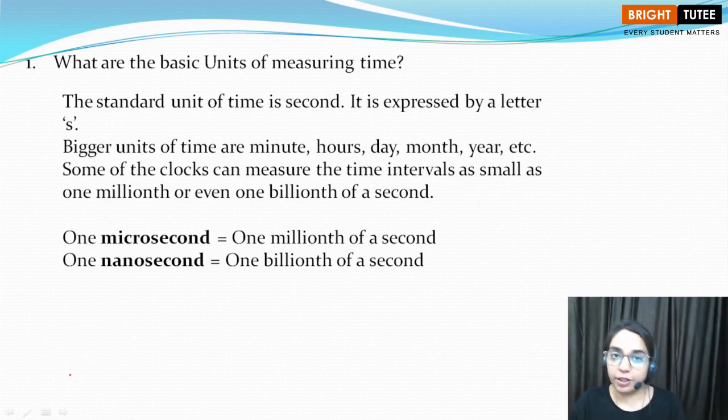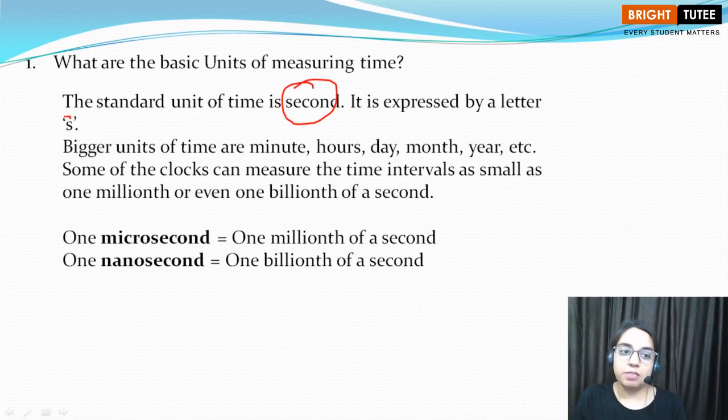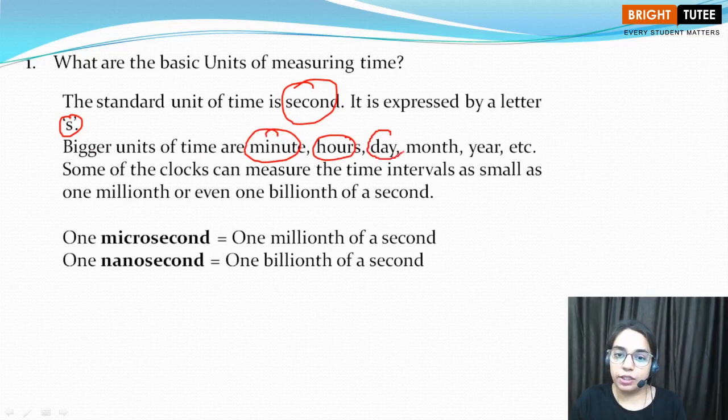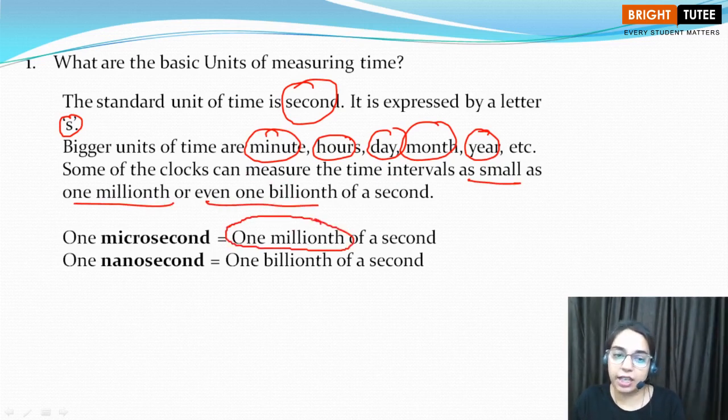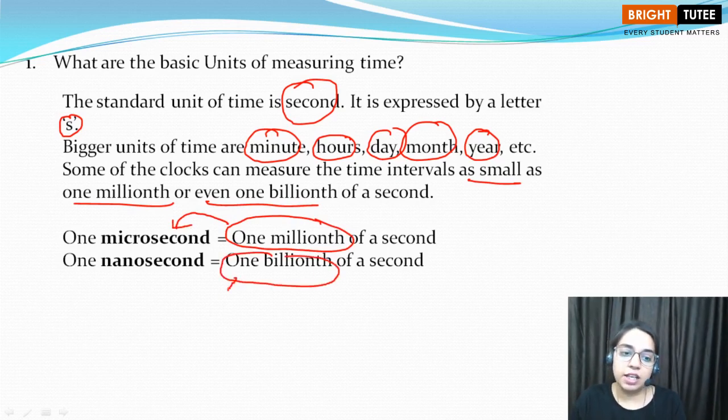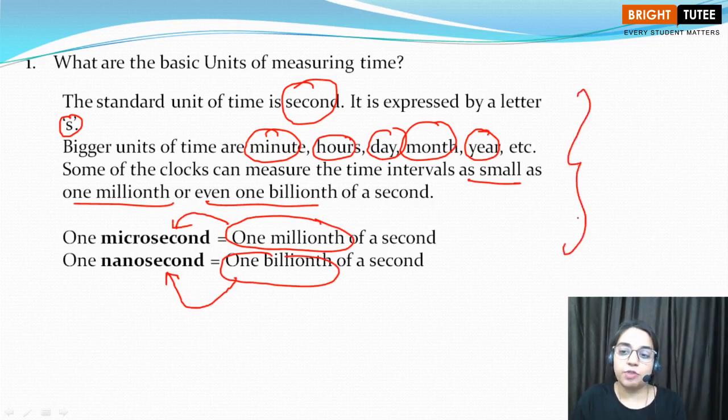So children, the standard unit for measuring time is second, and it is usually expressed by small s, whereas the bigger units of time are minute, hours, day, month, or even year. Some of the clocks can measure time intervals as small as 1 millionth or even 1 billionth of a second. 1 millionth of a second is known as 1 microsecond, whereas 1 billionth of a second is known as a nanosecond. So these are the basic units for measuring time.